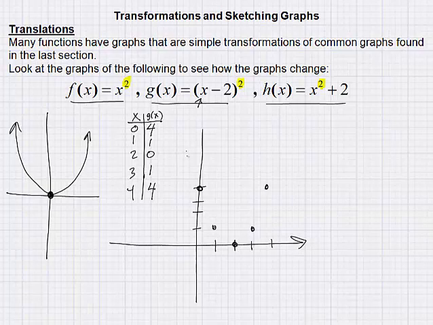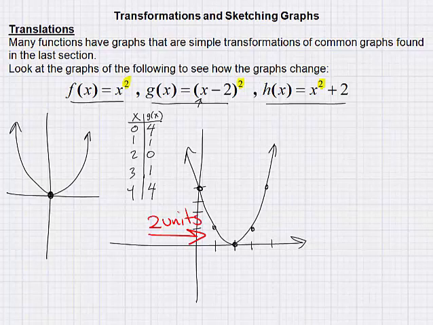Remember, the shape should be a U shape. So what does it look like? Well, it looks like this. Now, how is that different from the original graph? Well, the change from the original graph is we moved that direction. How much? 2 units. Now, what did we do to the function? We subtracted 2 inside the square, and if I subtracted 2 inside the square, it moved it to the right 2 units.